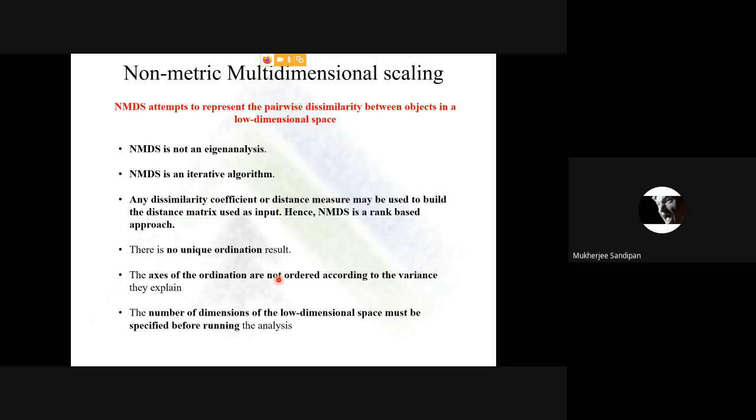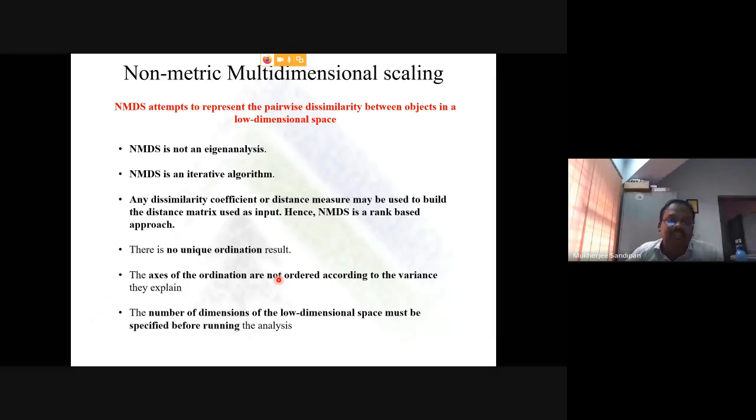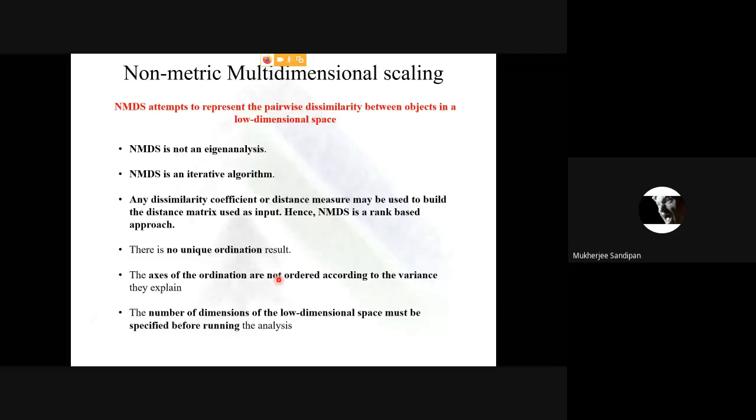The next part is non-metric multidimensional scaling, NMDS. When you do NMDS, it attempts to represent the pairwise dissimilarity between objects in a low-dimensional space. Again, I told you before, the entire objective of ordination analysis is to bring the dimensionality to a lower dimension. So NMDS is again an ordination method where you bring down the dimensionality of your data and visualize the low dimension data as easily as possible, and it makes your data interpretation easy.